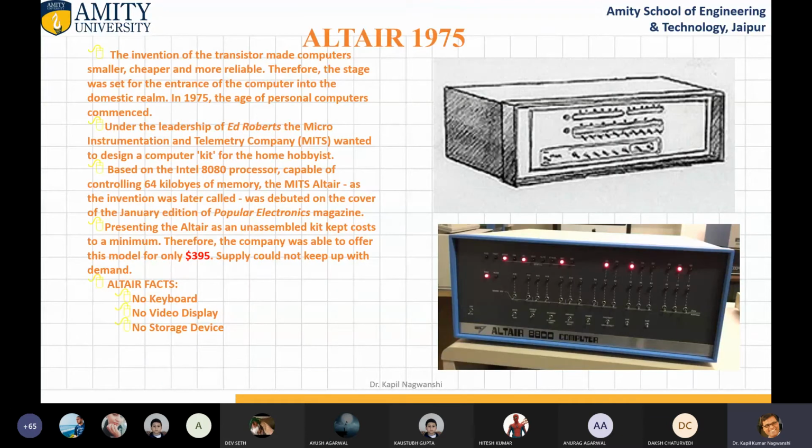Now come to the Altair computer. Altair was the first personal computer, okay, but it was not available with a monitor, PC.